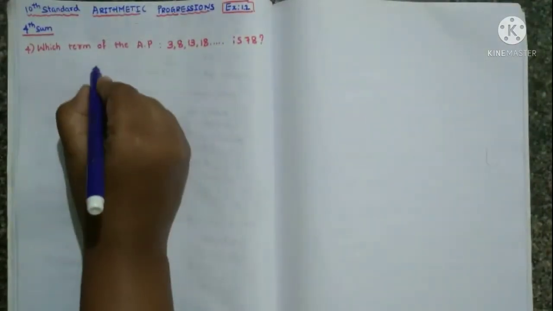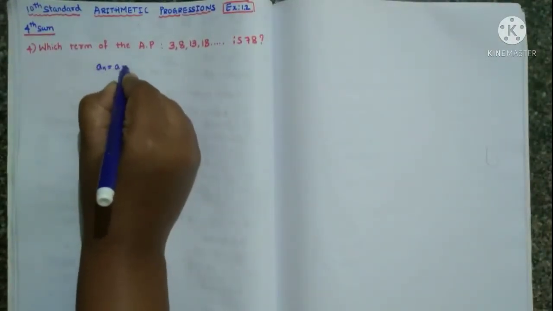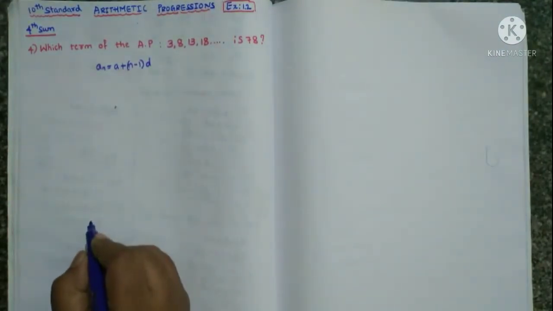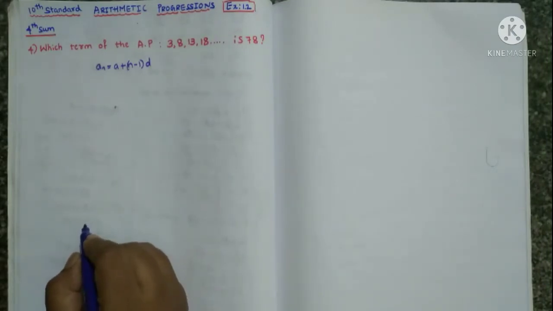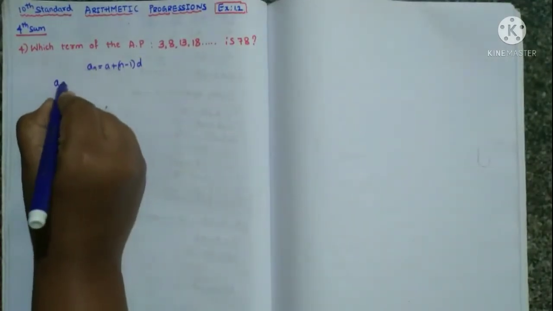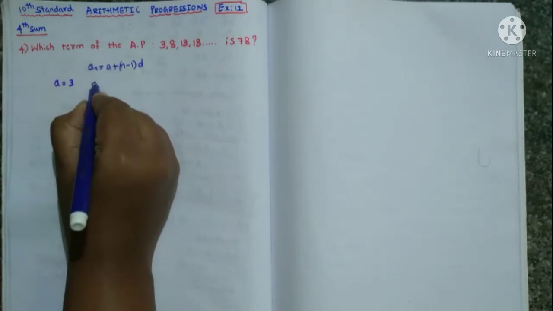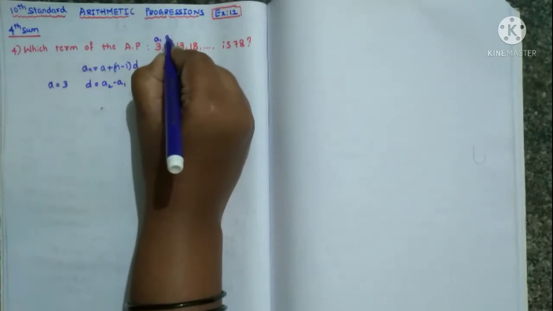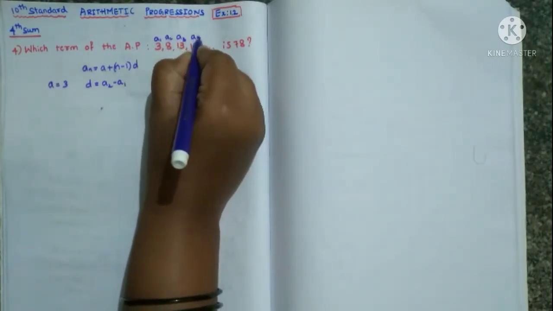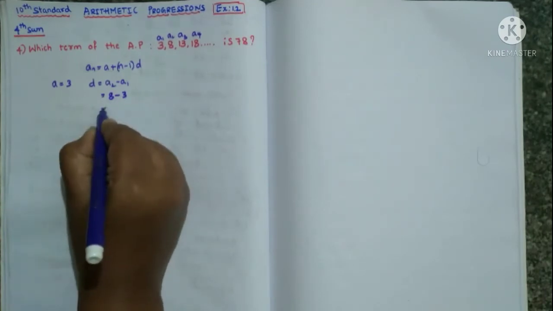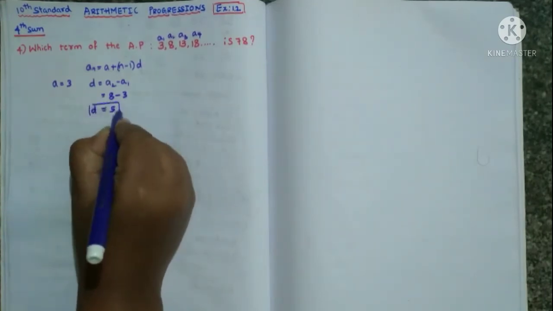An formula is what? an equal to a plus n minus 1 into d. This is the formula. Always you should write the formula. I already told you, in all the sums you have to write the formula first. Then what they given here? a, in the sequence the first term is a, no? 3. And d value how we are going to find it? a2 minus a1. This is a1, a2, a3, a4. So a2 minus a1, I will do it. a2 what they have given there? 8 minus 3. How much will we get? 5. So d value is 5 here.